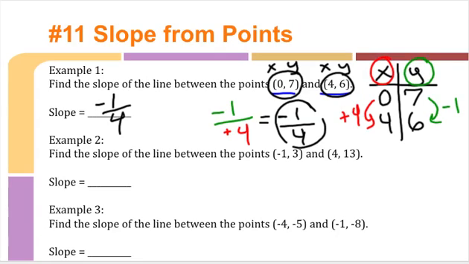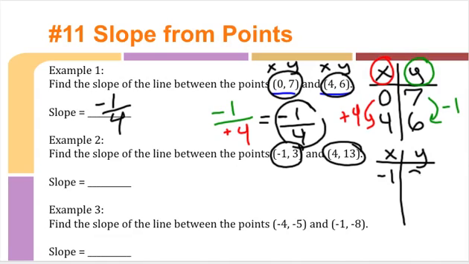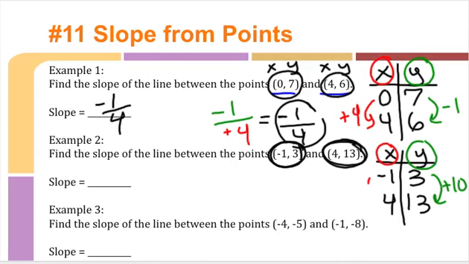Okay, let's look at the second example. Find the slope of the line between points -1, 3 and 4, 13. Go ahead and set up your table. X, y. So that's -1, 3 and 4, 13. These are just coming from these points right here. I look at my y values from 3 to 13. I'm adding 10. From -1 to +4, I'm adding 5.